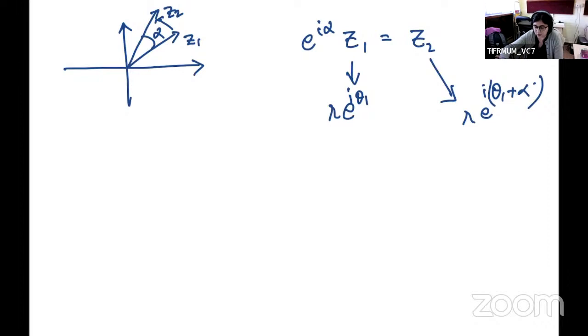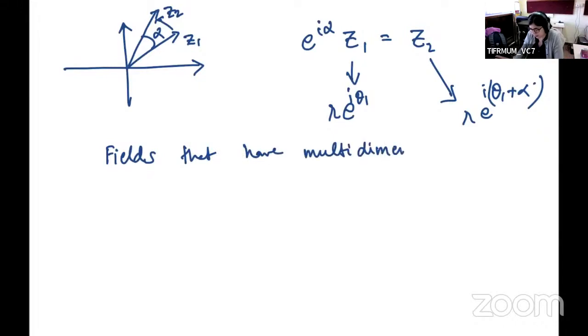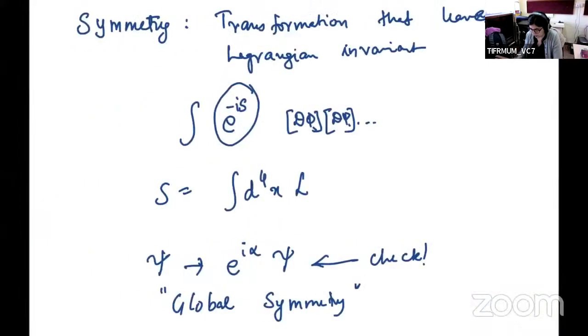The reason I'm insisting on calling it an internal degree of freedom is that you can actually have fields that have multi-dimensional internal degrees of freedom. And in that case, you are not just rotating by a single phase that is a number, but by a matrix. So you have to think of it as having an internal degree of freedom that is being rotated by this extra symmetry. Okay?